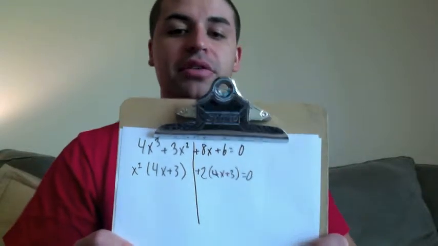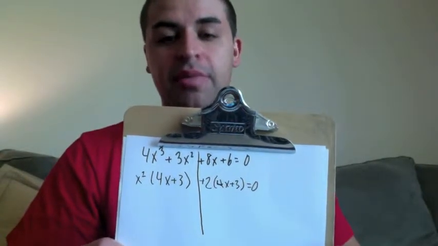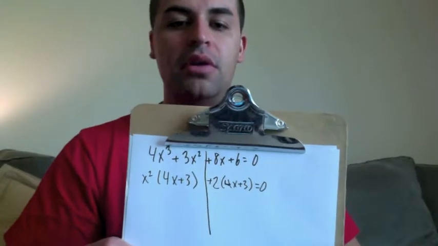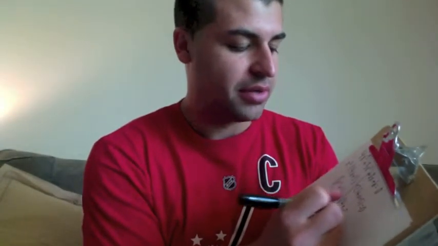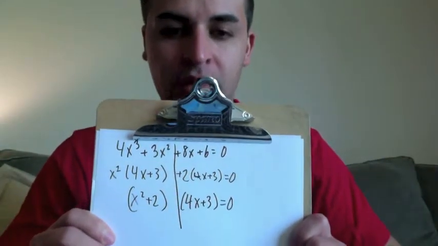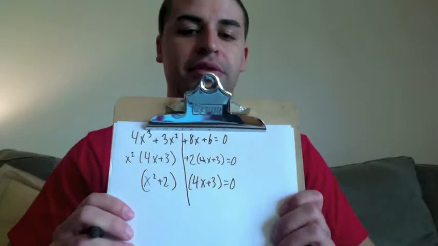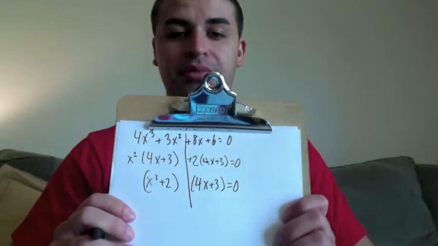And that's all equal to 0, because we're still trying to find our solution, so we're still saying y equal to 0. Alright, so now we split it up. We get x squared plus 2 as one binomial, and 4x plus 3 is the other one, both equal to 0. Right? So now we have to do our zero factor property and solve for our roots. So for the first one, we say x squared plus 2 equals 0 and 4x plus 3 equals 0.